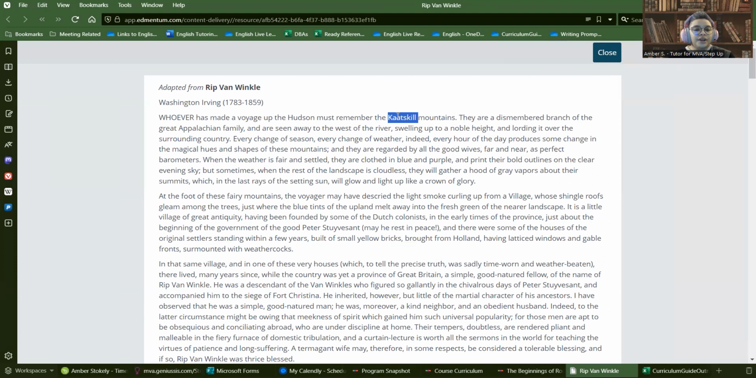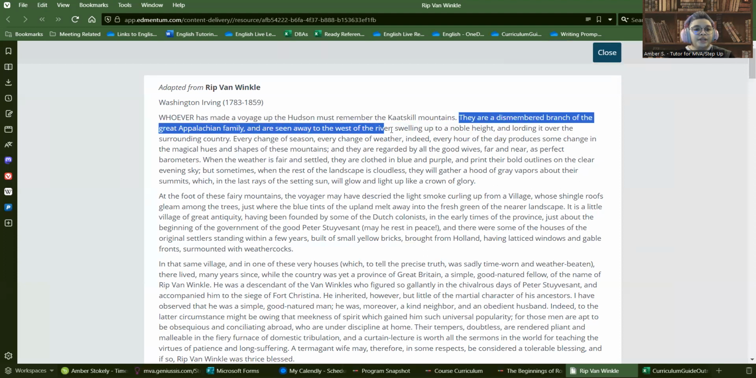And Catskill is also capitalized. It's the name of these mountains. They are a dismembered branch of the great Appalachian family and are seen away to the west of the river, swelling up to a noble height and lording it over the surrounding country. So this sentence, dismembered, means to cut apart. So they're basically saying that this set of mountains, the Catskill Mountains, is next to and almost a part of the Appalachian mountains. And then they tell you where they are. It's west of the river. So if you're going north, then that would be to your left.